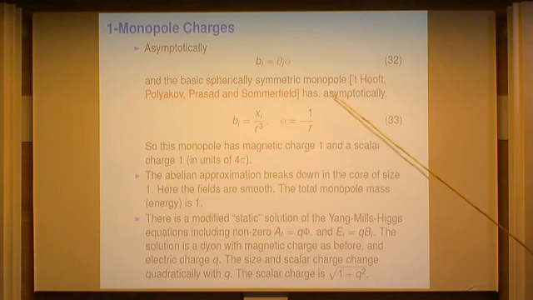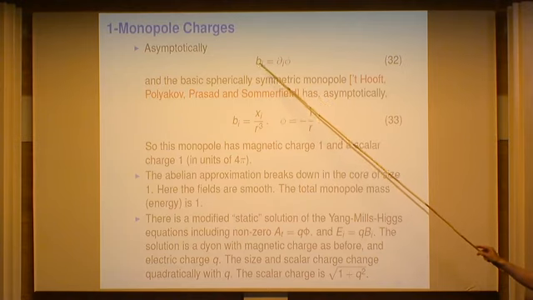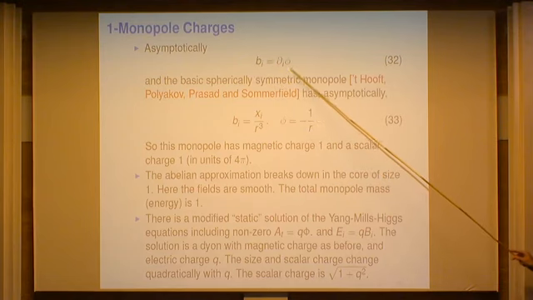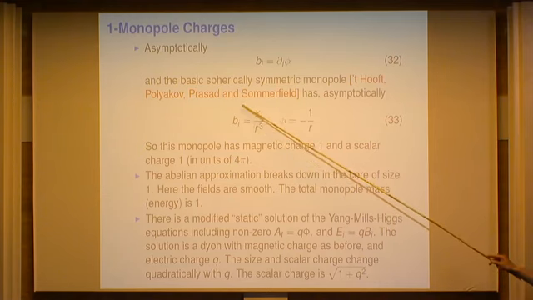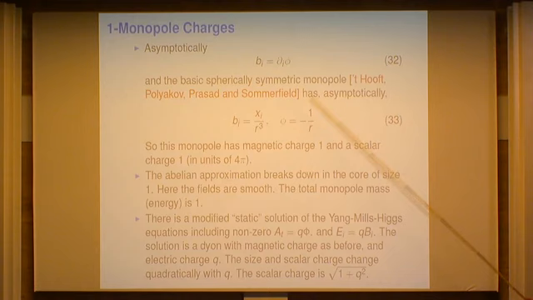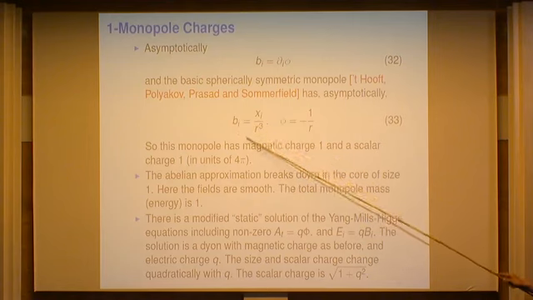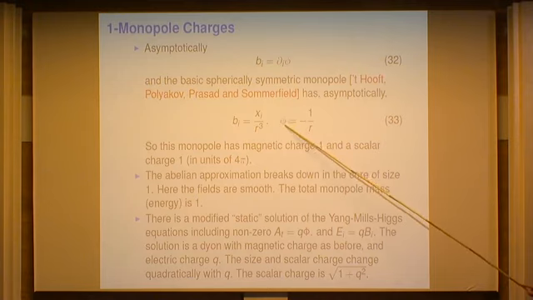And actually these are the asymptotic behaviors for a single monopole. You have an abelian magnetic field that is the gradient of an ordinary scalar field, and the basic spherically symmetric monopole, which was found by 't Hooft and Polyakov, and then Prasad-Sommerfield found exactly, asymptotically looks like a magnetic monopole, where the B, the magnetic field, is a Coulomb type, 1 over r squared fall off, and phi is a Coulomb kind of potential, minus 1 over r.